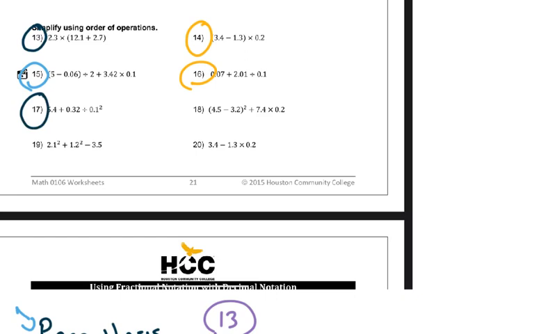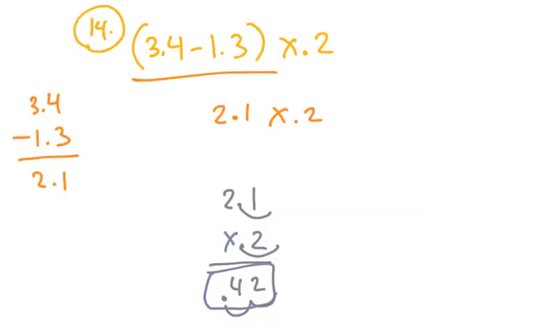Number 17, 5.4 plus 0.32 divided by 0.1 squared. So this is interesting because we're getting something squared. So let's talk about how to attack that. So again, it's 5.4 plus 0.32 divided by 0.1 squared. So again, PEMDAS, the second letter in PEMDAS is E for exponents.